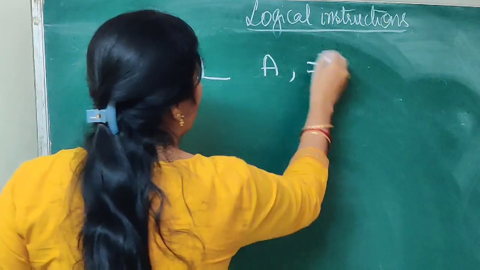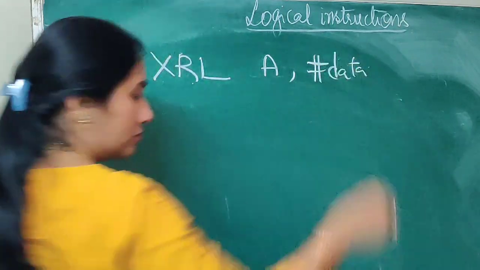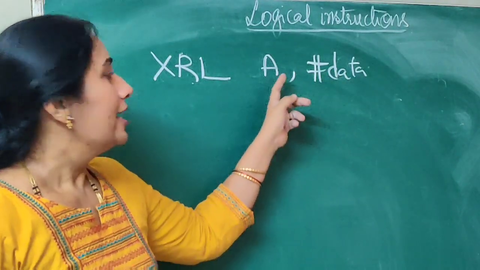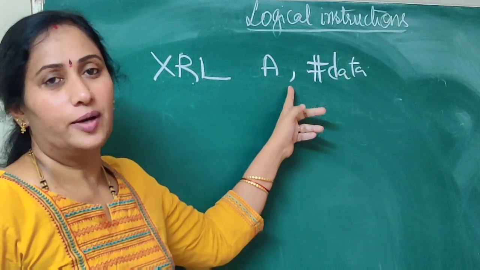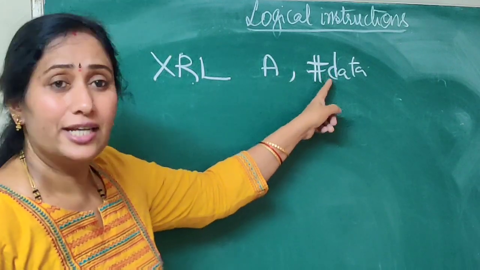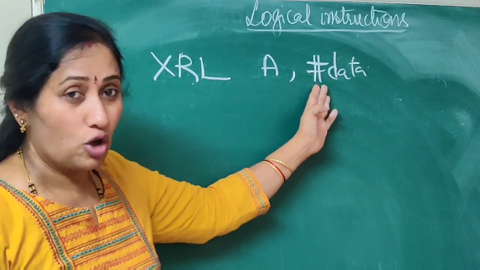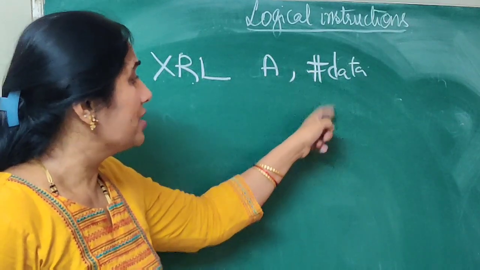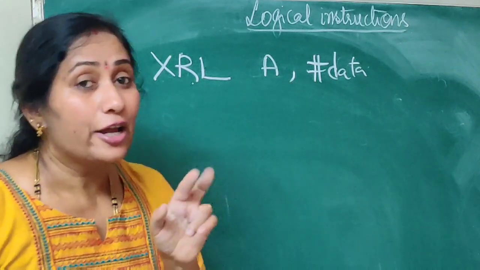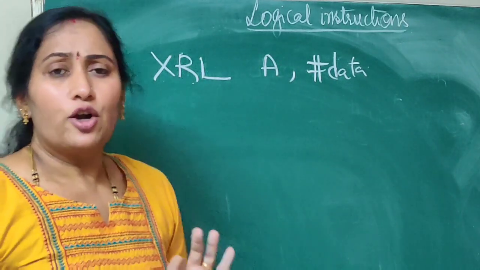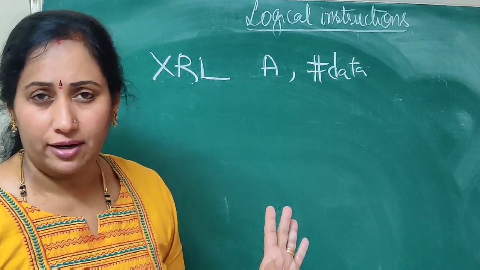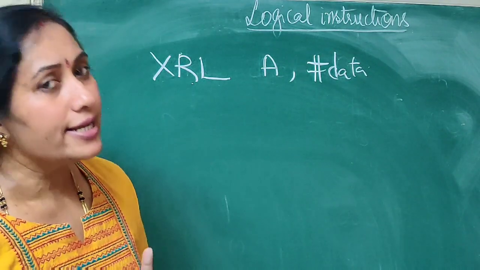XRL A comma, let me write over here immediate data. So what's going to happen? The immediate data specified in the instruction gets XORed with the contents of the accumulator, and the result is going to be placed in the accumulator. I will go on changing how I am going to specify the source operand. Every time I change the source, after the execution, the accumulator content is going to get changed. We are not performing the arithmetical operation, so the carry flag, auxiliary carry flag and overflow flag are not going to get affected. The only flag which gets affected is the parity flag.